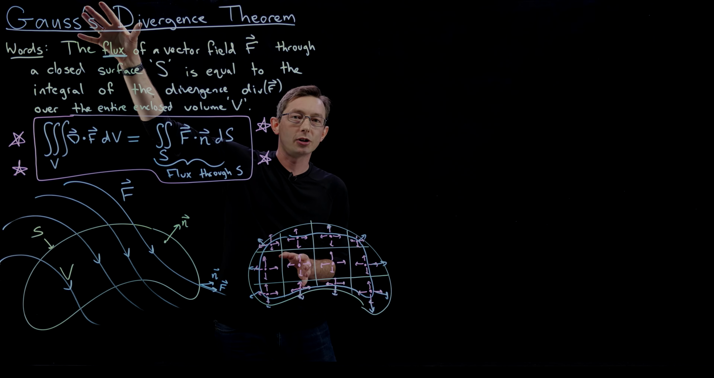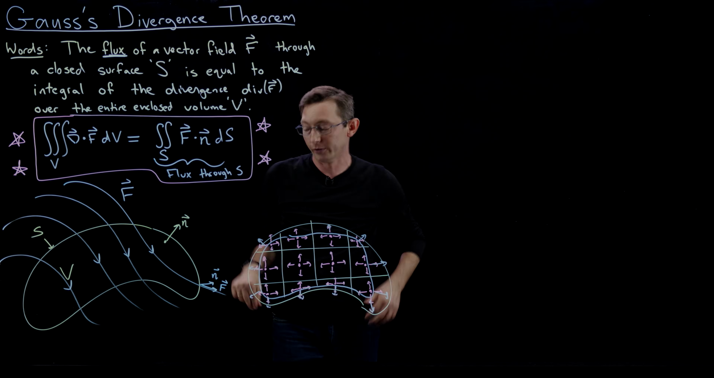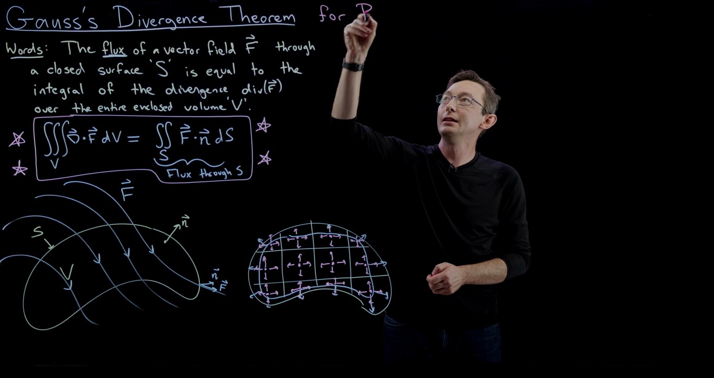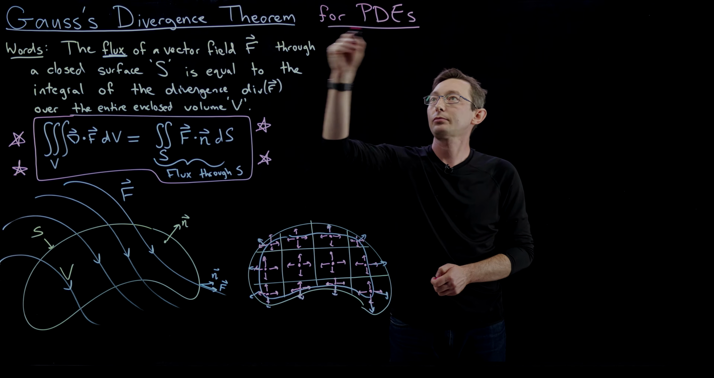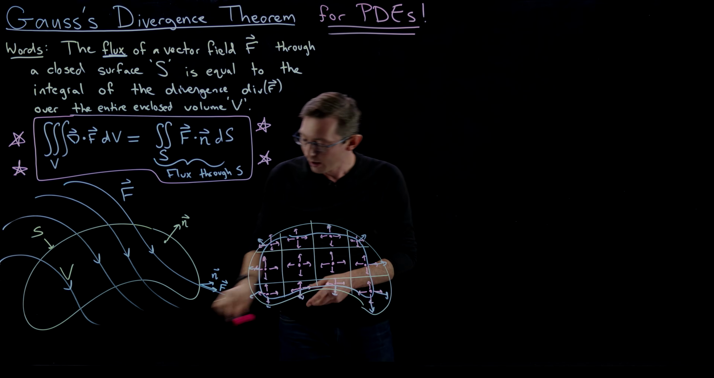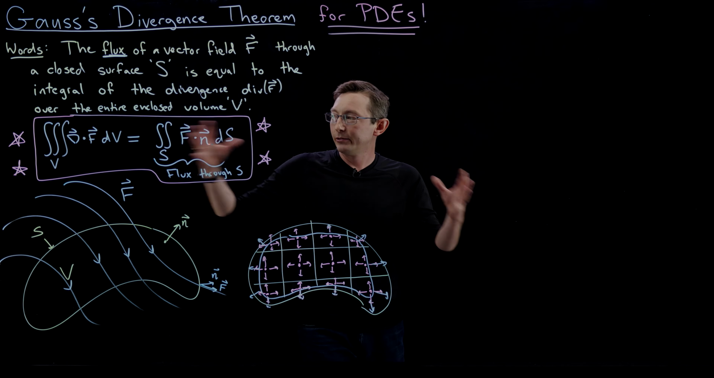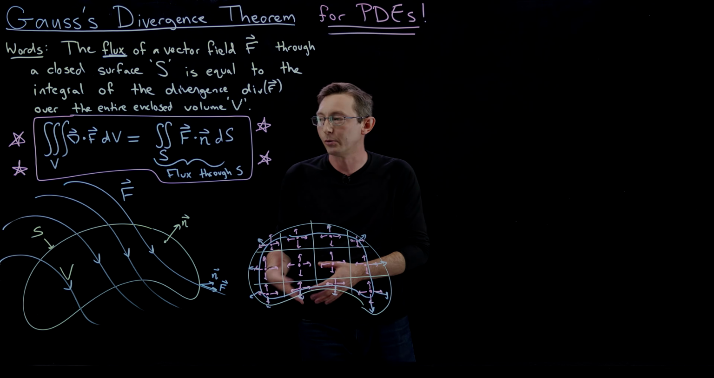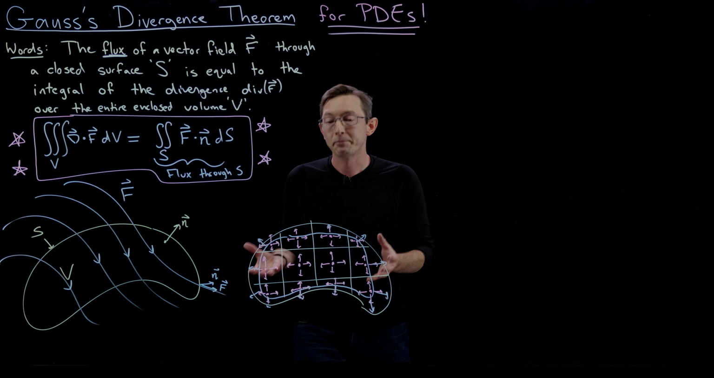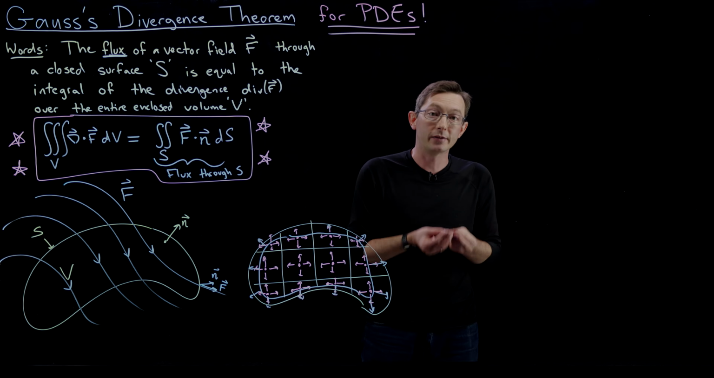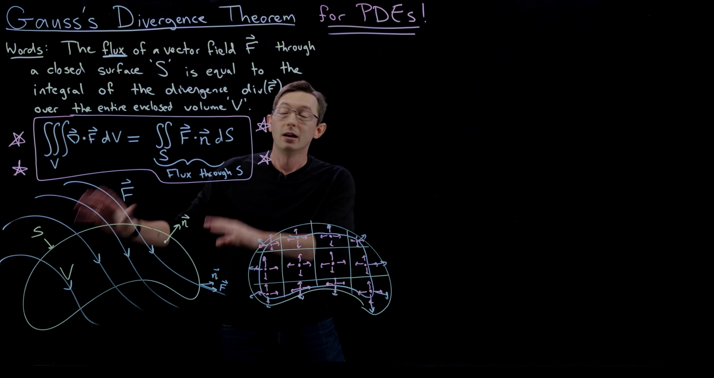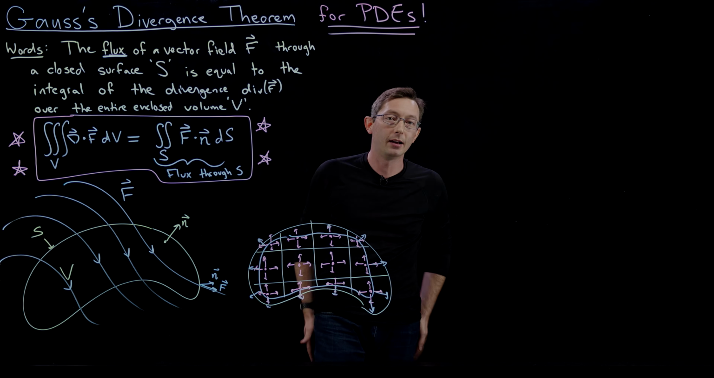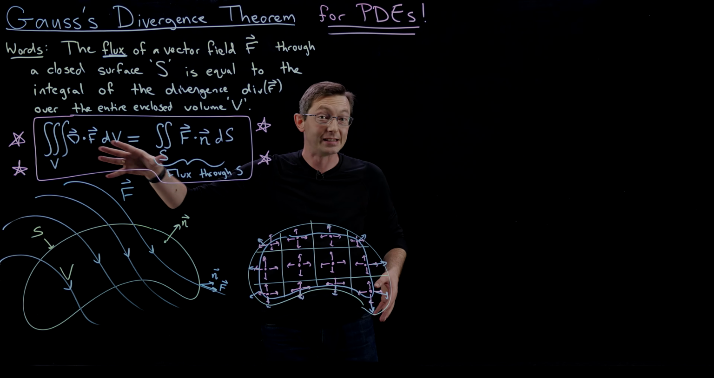What I really, really, really want to show you is how we can use this to derive partial differential equations. So let me just say Gauss's divergence theorem for PDEs, for partial differential equations. And this is really exciting, okay? So all of our modern physics, all of the textbook equations that you're used to seeing, the Navier-Stokes equations, Maxwell's equations, almost all of our physical laws boil down to a conservation of some quantity in some volume using Gauss's theorem to derive a partial differential equation. So it's an extremely, extremely powerful way of mathematically quantifying physics, and that's what I'm going to show you right now.